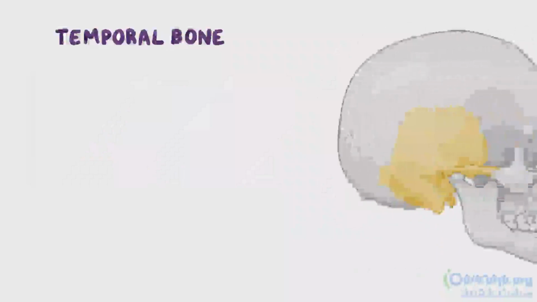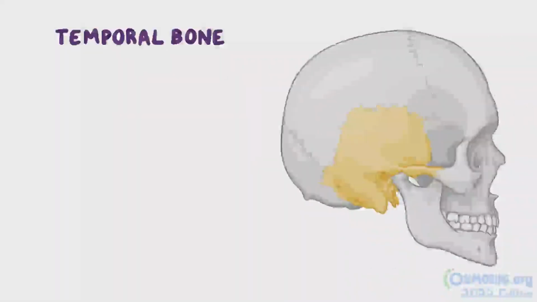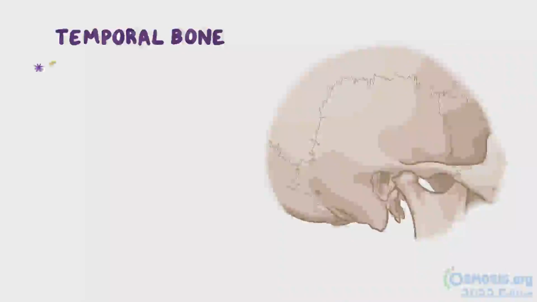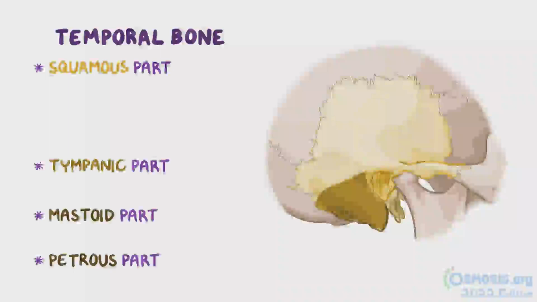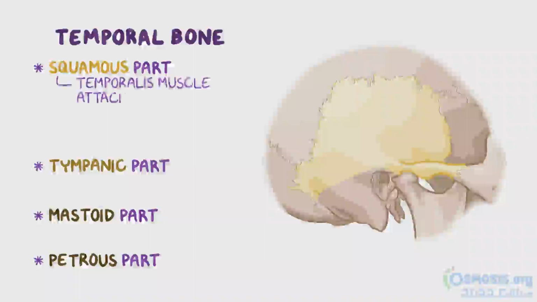Next, let's look at the temporal bones. These bones are highly irregular bilateral bones on each side of the cranium, corresponding to where the ears are located. Each temporal bone consists of a squamous, tympanic, mastoid, and petrous part. The squamous part is flat, and it has a smooth, convex external surface where the temporalis muscle attaches.